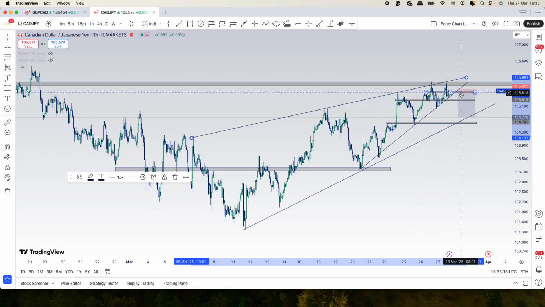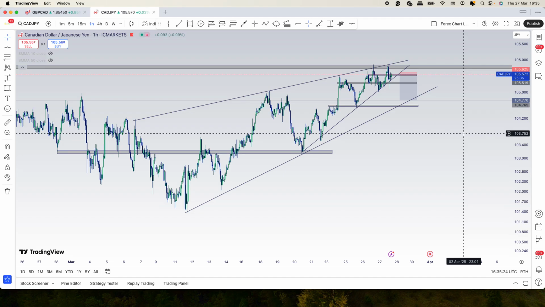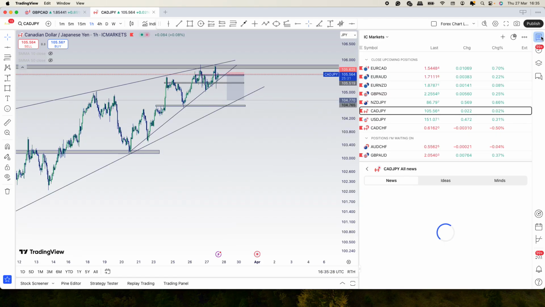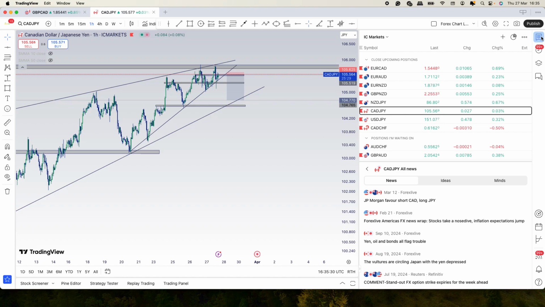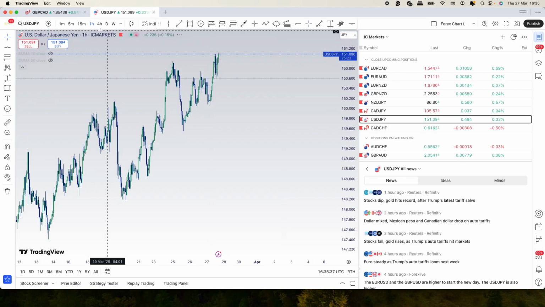So maybe we get into a position here and price comes down and we take that out, and then we break this level here, and we actually get into a full-on bearish market with JPYs, which is something I'd really like to happen, because I do not buy the JPYs, I only short them. We'll just have a quick look at USDJPY, because I know this is starting to drag on a little bit.